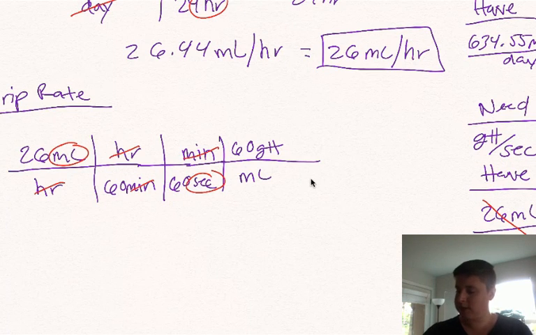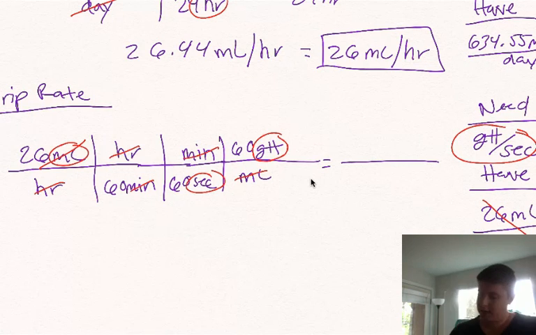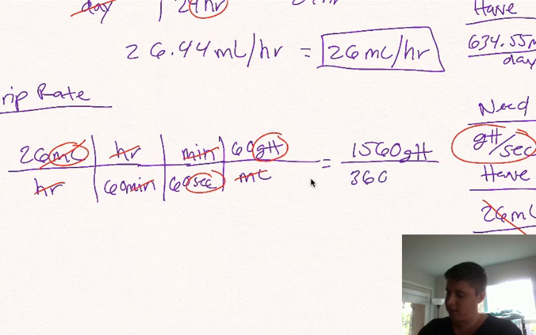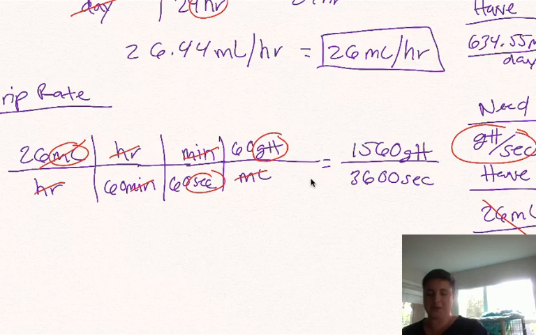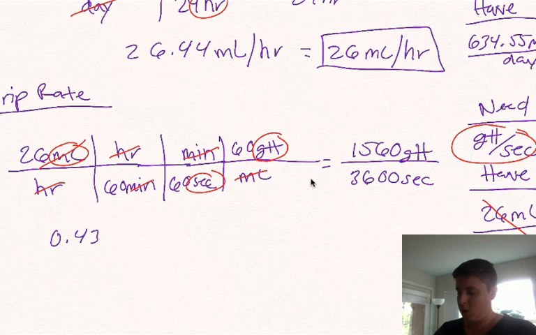All right, so let's see if we're done now. Now I have effectively gotten rid of my milliliters, and all I have left are drops. So I have drops over seconds. Hooray. So let's calculate the top. We've got 26 times 60 equals 1560. Don't forget your unit. And then my bottom is always going to be 3,600 seconds. Okay, and then we take 1560 and divide it by 3,600. Oof, and we get 0.43 repeating.